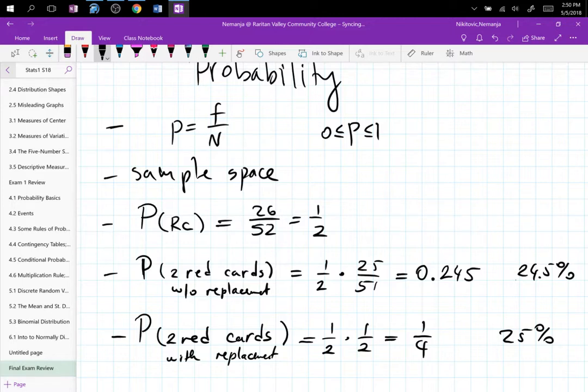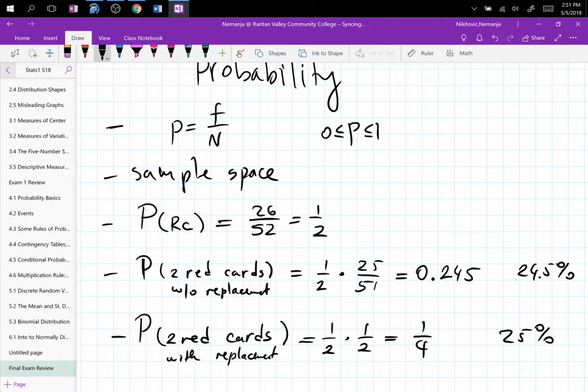Because remember, if you're picking 2 cards and you pick a red card, your deck has 1 card less, but it's not just 1 card less, it's 1 red card less, right? So both numbers go down. This one goes from 26 red cards to 25 red cards, and this goes from 52 total cards to 51 total cards, because without replacement, the card we picked, we didn't put back.